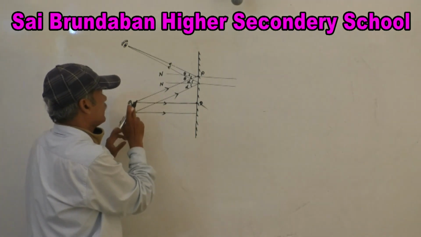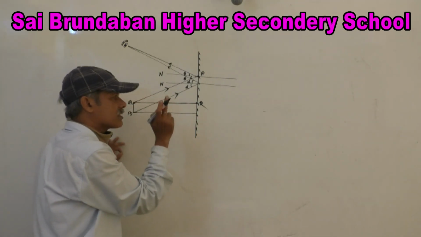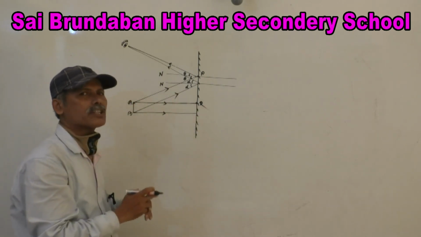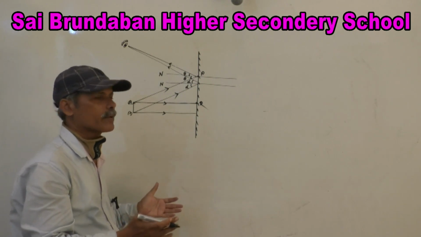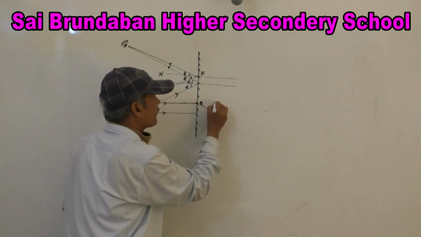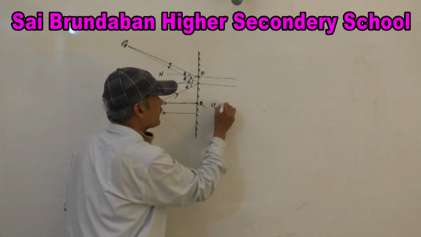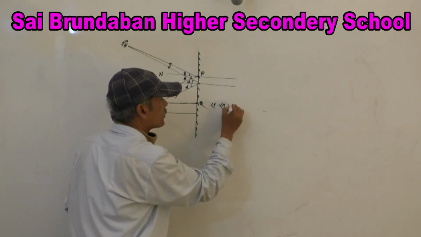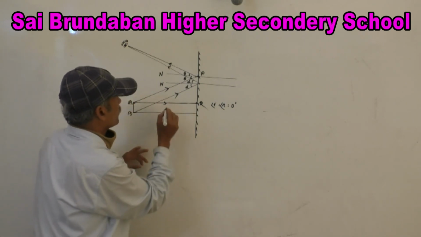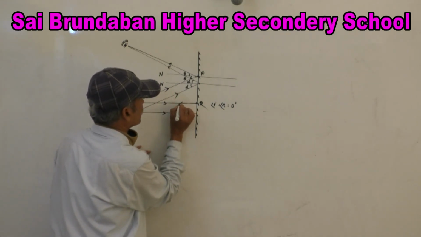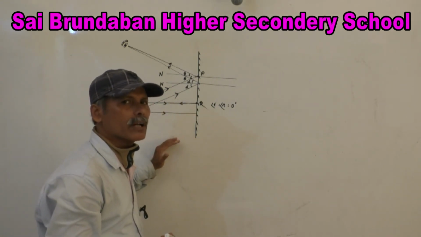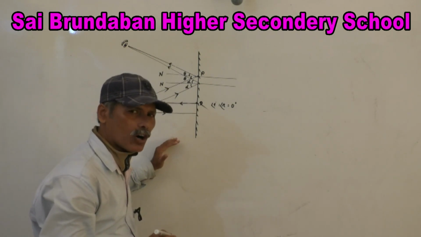The incident ray strikes the surface of the plane mirror at R perpendicular to the surface. So here I is equal to R is equal to 0 degree. Already I have stated it before. So now the reflected ray comes back along the same line of the incident ray.